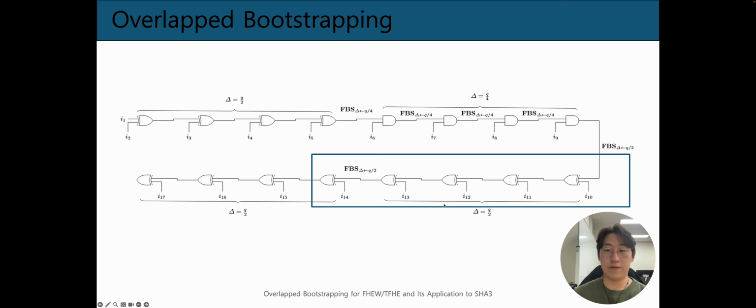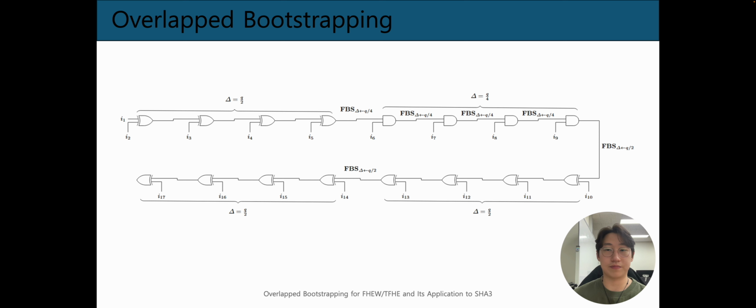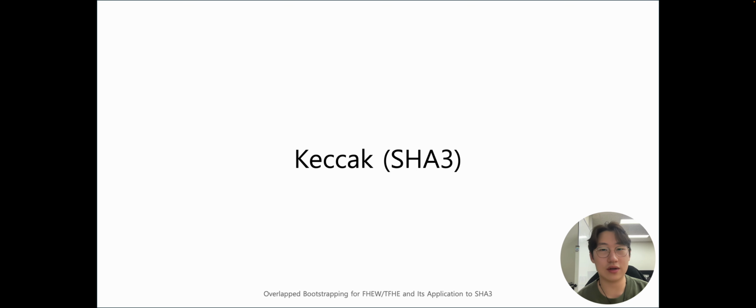And while performing continuous additions, if the additional noise approaches a certain threshold, we can bootstrap once to reduce the noise efficiently, instead of bootstrapping after every gate. So this is SHA.